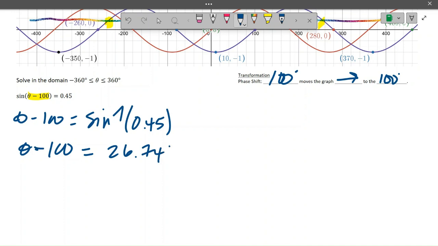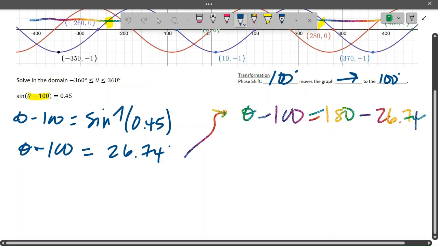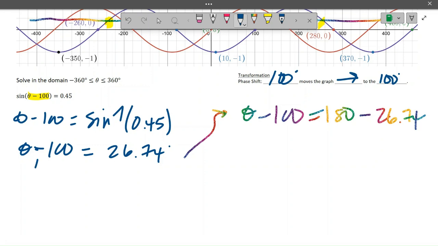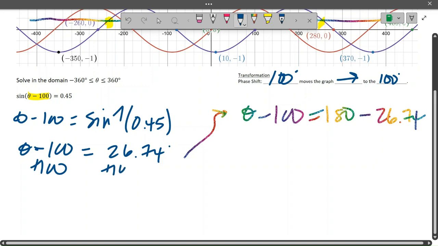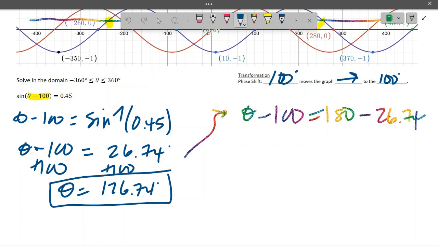Okay, remember at this point, we go ahead and we come over here and we do our 180 degree property. So we say theta minus 100 equals 180 minus 26.74. Again, you have to do it at this point. Otherwise, you are going to get the wrong answer. All right, we are now going to go ahead and solve. We're going to add 100 to both sides here because we're trying to isolate theta. When we do that, we get 126.74 degrees. That answer falls within our domain of negative 360 to 360 degrees. That is one of our answers.